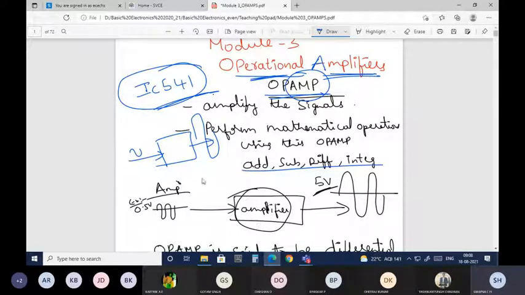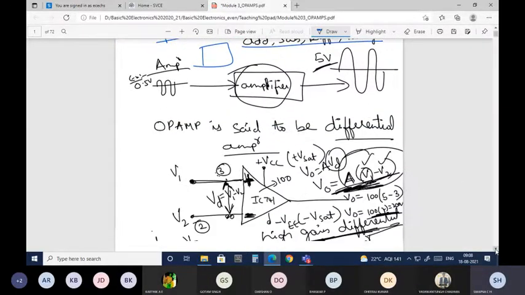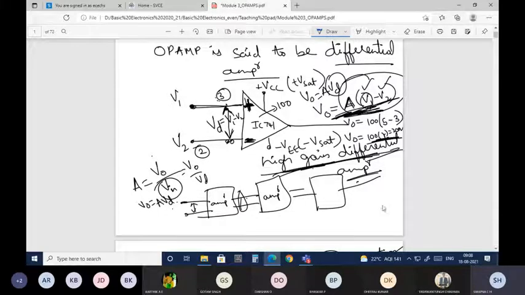And this op-amp is not a single stage, in the sense I will not have only a single amplifier. It will be a cascading of so many amplifiers. That is the reason the op-amp is said to be a high gain differential amplifier. How am I going to get a high gain? The high gain is achieved because I have so many amplifiers cascaded in this way. So that's why it is said to be a high gain differential amplifier.